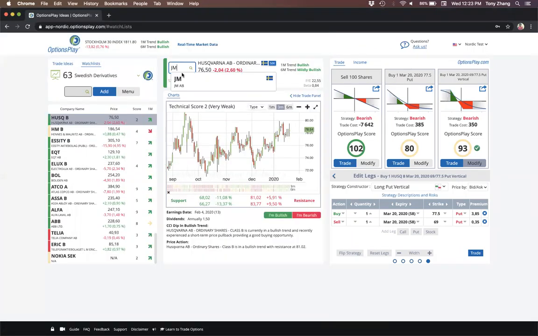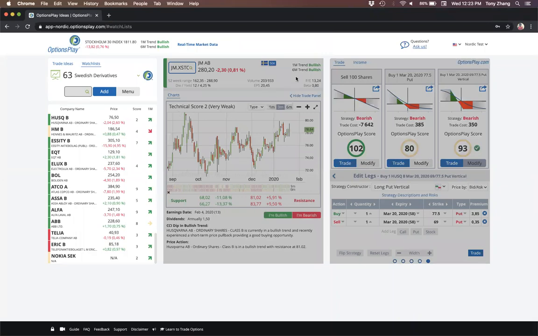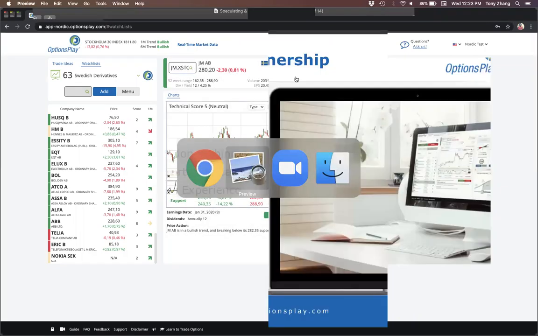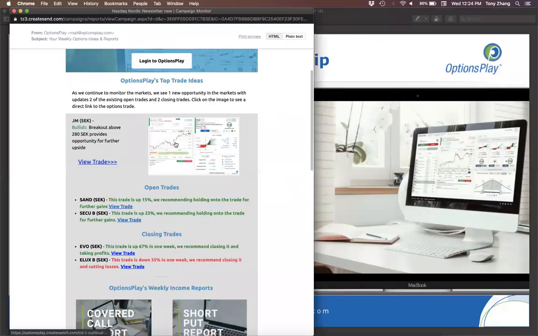I looked at JM. JM is a strong stock from a relative strength perspective. It also has 1 month and 6 month trends that are bullish. So that's why we selected JM as a potential bullish candidate. And then we also update you on the trades that we sent out in previous weeks. We have 2 open trades in SAN and SU. And then we also tell you which trades we're closing. A few weeks ago, we sent out an Electrolux trade and an Evo trade. The Evo trade was up 67%, so we recommend closing that out and taking profits. The Lux B trade was down about 35%, so we recommend closing and cutting losses.